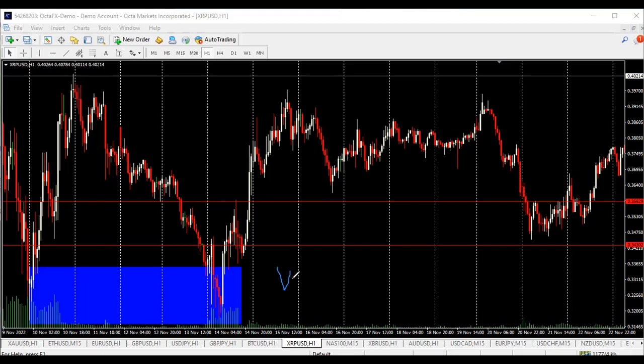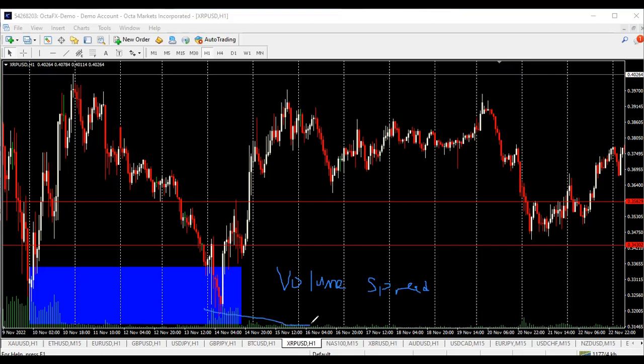Volume, spread. This spread also means the body of the candle. These are the volumes, the green things underneath. The spread signifies the body of the candlestick. Let's assume this is a candlestick.